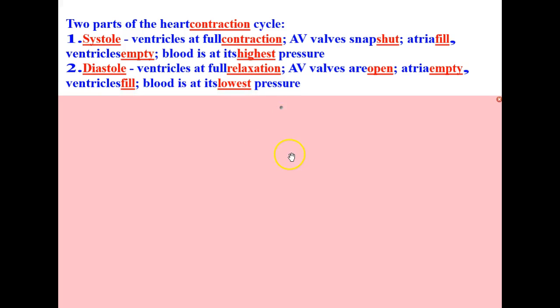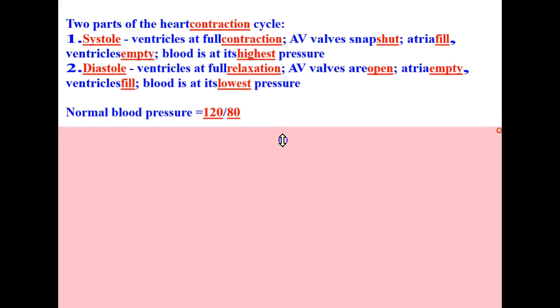We have diastole, in which the ventricles are at full relaxation. The AV valves are open. This allows the atria to empty and fill the ventricles with blood. And this is when blood is at its lowest pressure. Normal blood pressure for a human is 120/80.